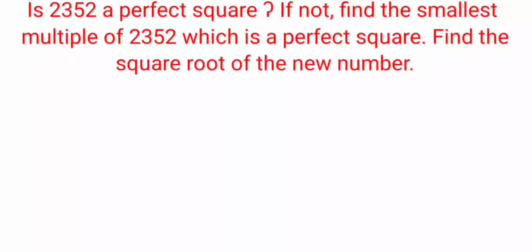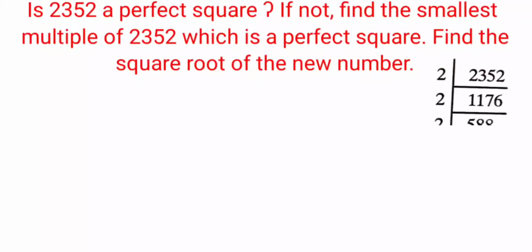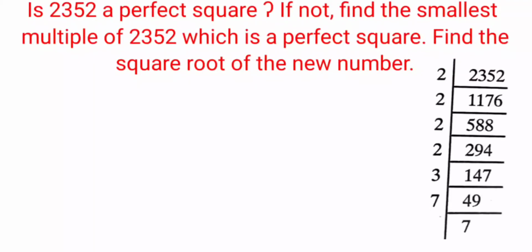Next example: is 2352 a perfect square? If not, find the smallest multiple of 2352 which is a perfect square, and find the square root of the new number. These are the factors of 2352. As it is an even number, we can take 2 as a factor.